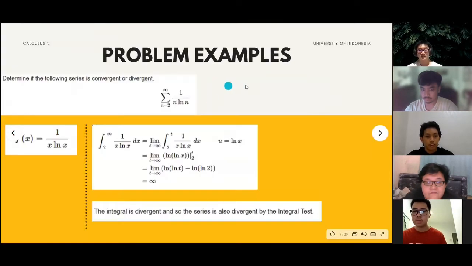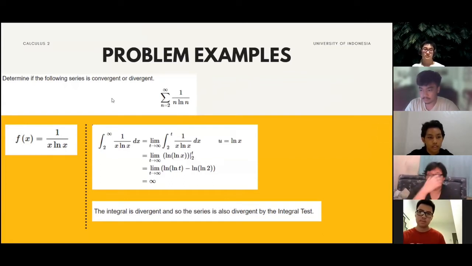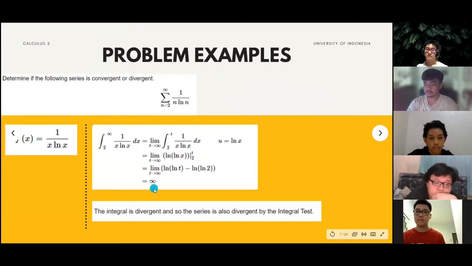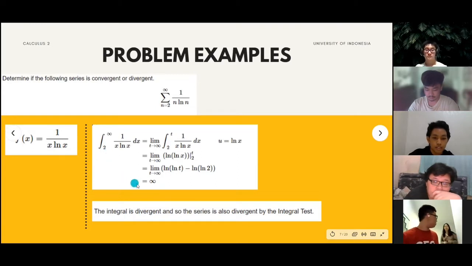The next example is by using the integral test. Here we have 1 over n ln n, and the function that we're going to use is 1 over x ln x, by substituting n with x. The next step is integrating this function, which gives a result of infinity. The integral of this function is divergent, and so the series is also divergent by the integral test.